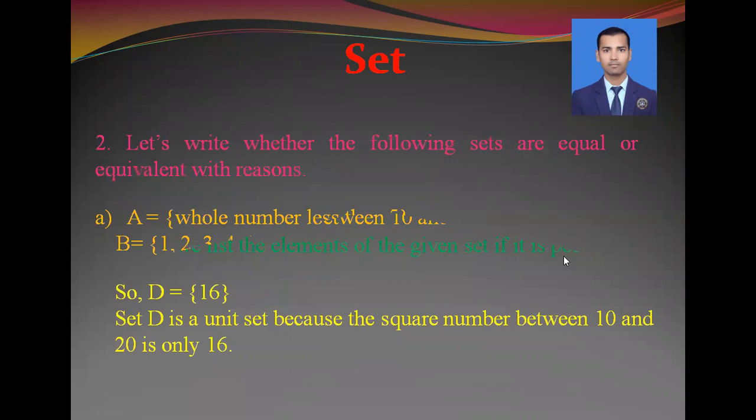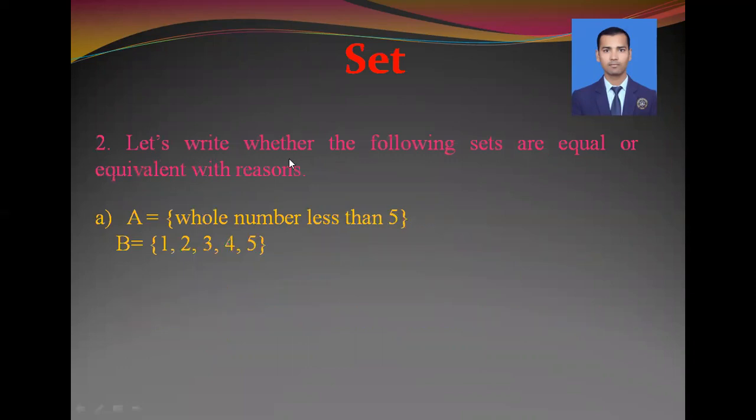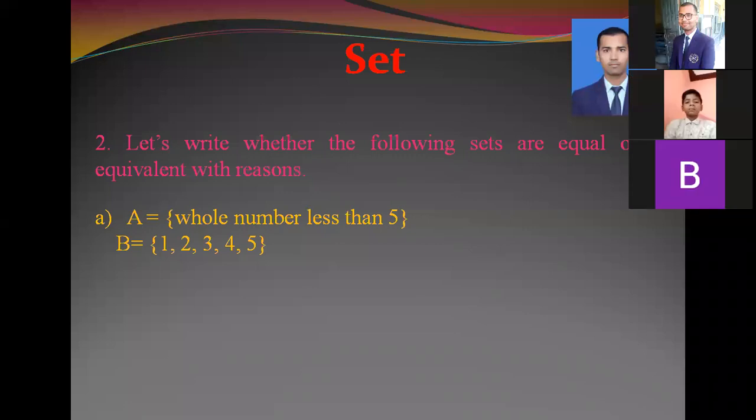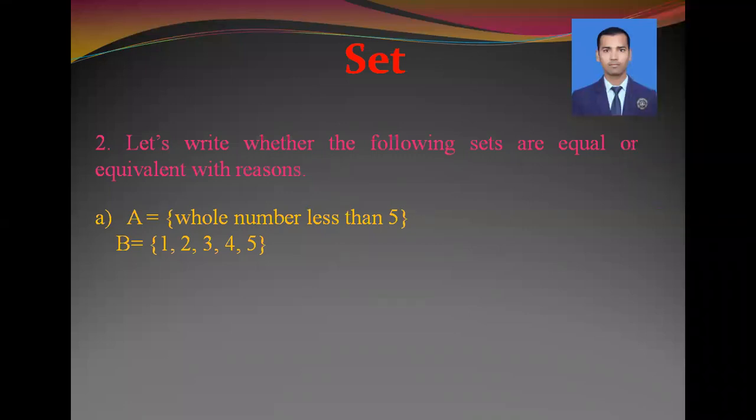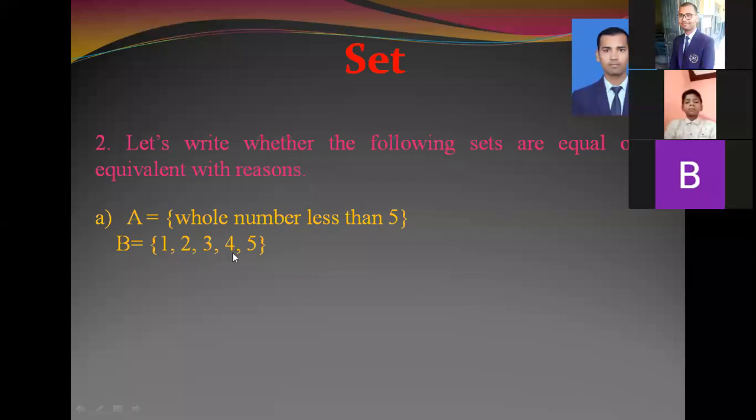So let's talk about the other question: write whether the following sets are equal or equivalent sets. If we are given this type of question, how can we identify whether the given sets are equal or equivalent? We have learned that already in our previous classes. So we have a question here. A is equal to whole numbers less than 5. B is equal to 1, 2, 3, 4, 5.